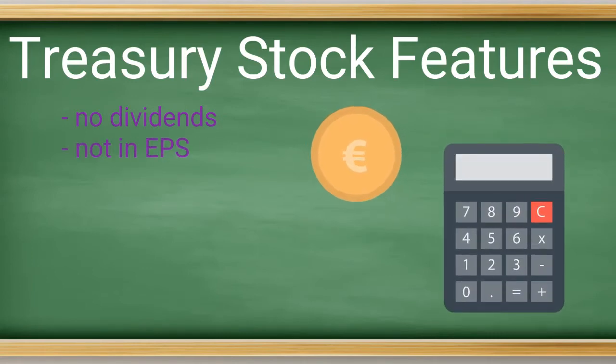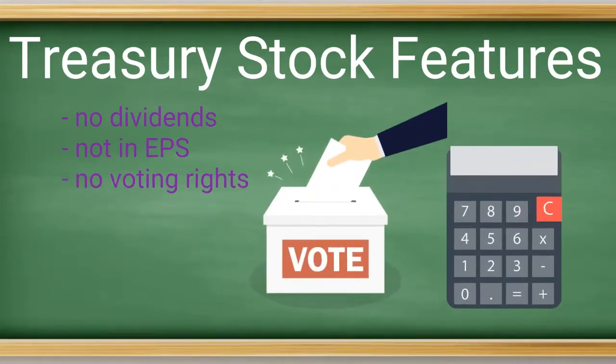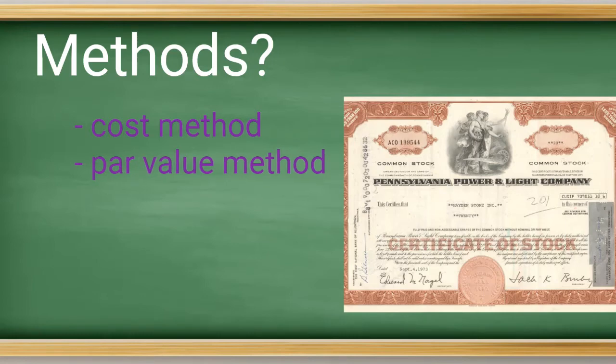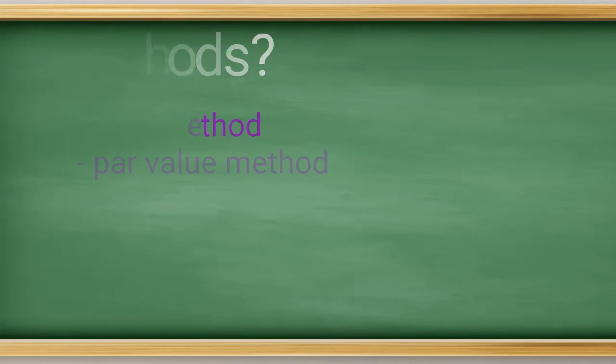Okay, so some features of treasury stock are that they do not participate in dividends, they are not part of earnings per share or EPS calculations, and they do not have voting rights. So now that we know more about treasury stock, let's get into the 2 methods of accounting for treasury stock allowed under US GAAP. These methods are 1, the cost method, and 2, the par value method. We will note that both these methods are allowed under IFRS as well.